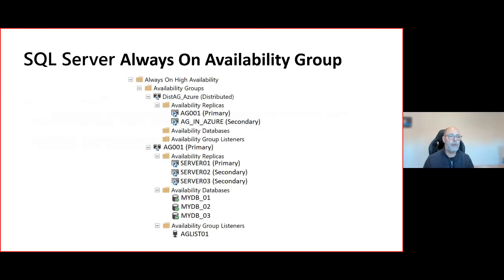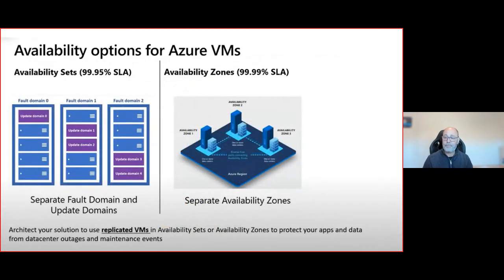From SQL Server, we see that we can have multiple replicas, multiple databases, and a listener. This is how we're going to see it from Management Studio. In Azure, for the virtual machines, we have an additional set of availability solutions. For example, initially there were the availability sets.